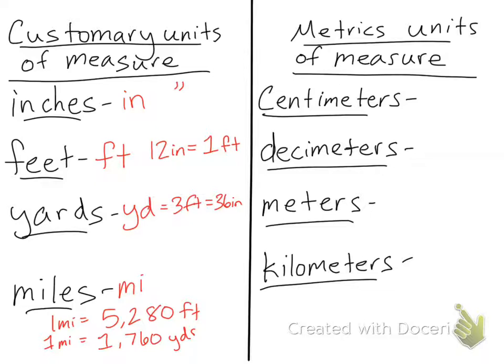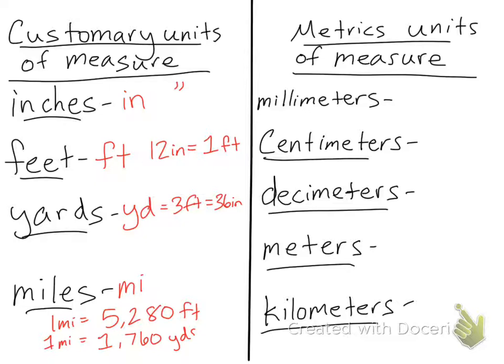Now, the United States is one of the few countries in the world to use the system of the customary units of measure. Most other countries use the metric units. So our metric units are centimeters, decimeters, meters, and kilometers. All of the words have the word meter in them. Oh, and I forgot to write down millimeters. There we go. The abbreviation for millimeter is MM.